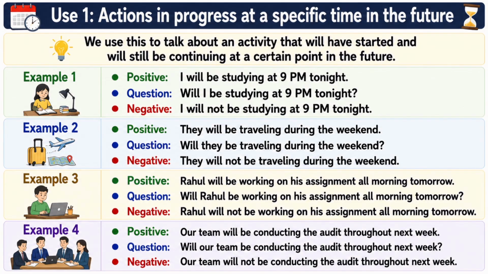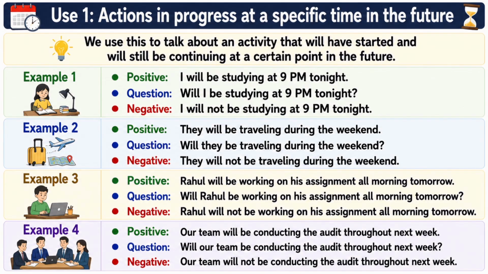Now the third example. Rahul will be working on his assignment all morning tomorrow. This means Rahul's work will continue throughout tomorrow morning. The question is will Rahul be working on his assignment all morning tomorrow? The negative sentence is Rahul will not be working on his assignment all morning tomorrow.